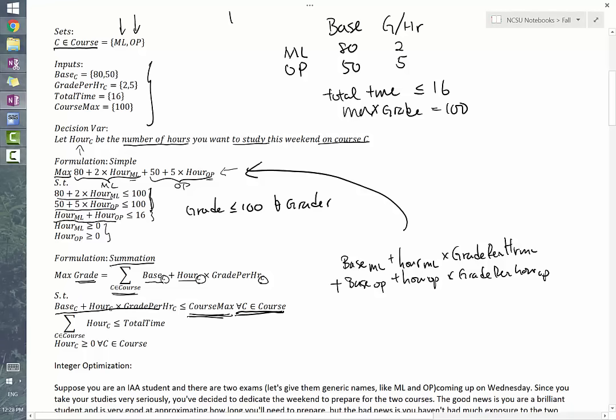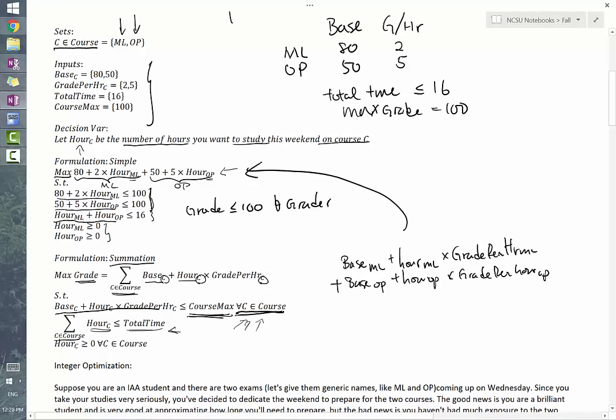Similarly, we can look at this one. If we sum over all courses the number of hours we're spending, what does that give you? Well, that gives you the total amount of time you're studying. This has to be less or equal to total time. Now, we don't have to do any type of indices because we're looking at everything in aggregate.